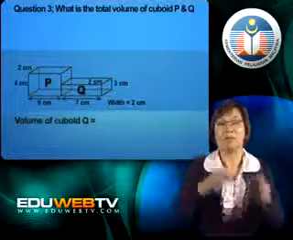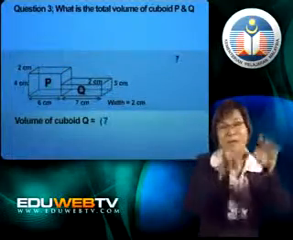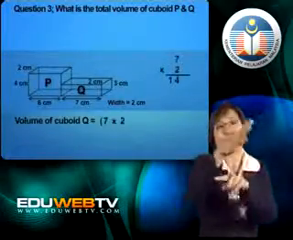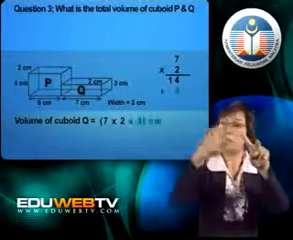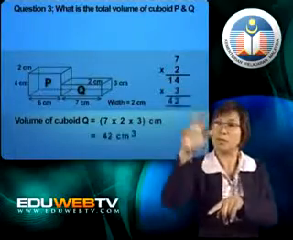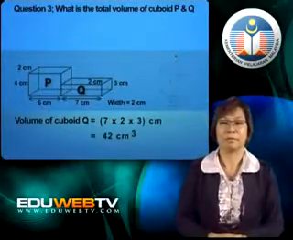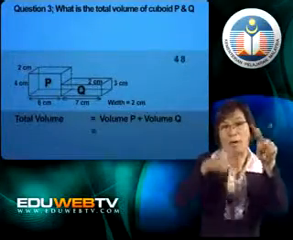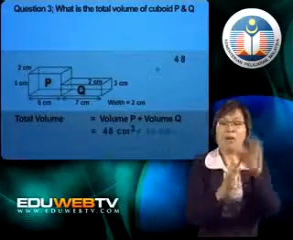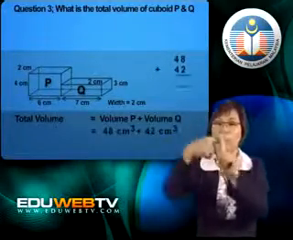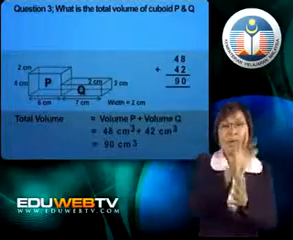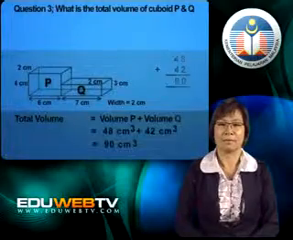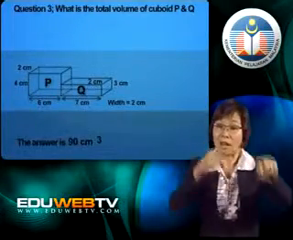So the volume of cuboid Q is equal to 7 centimeters multiplied by 2 centimeters equal to 14. And 14 multiplied by 3 equals 42 centimeters cube. To find the total volume of P and Q, let's add up. 48 centimeter cube plus 42 centimeter cube equals 90 centimeter cube. The answer is 90 centimeter cube.